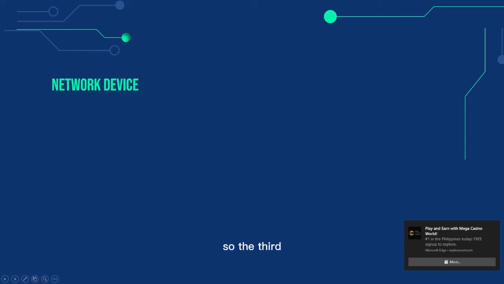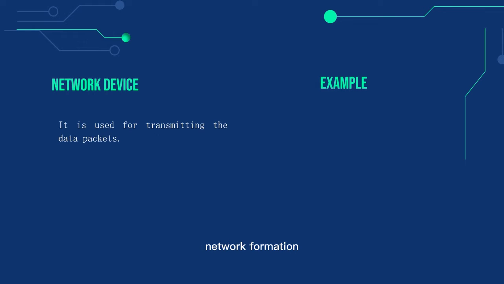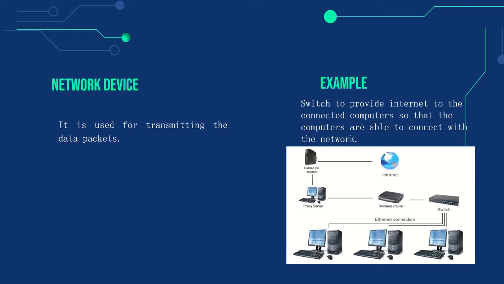The third fundamental input and output device is the network device. It is used for transmitting data packets. It can transmit and receive wireless HART data and perform the basic functions necessary to support network formation and maintenance. For example, in this picture, we have a switch to provide internet to the connected computers so that the computers are able to connect with the network.